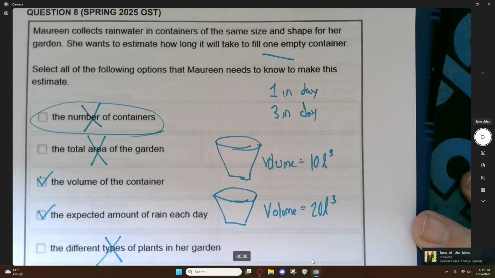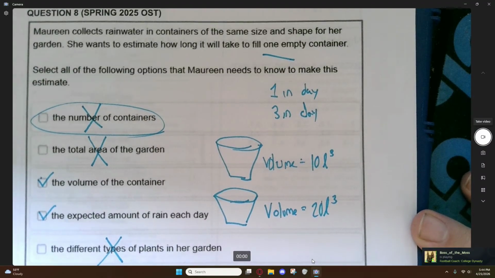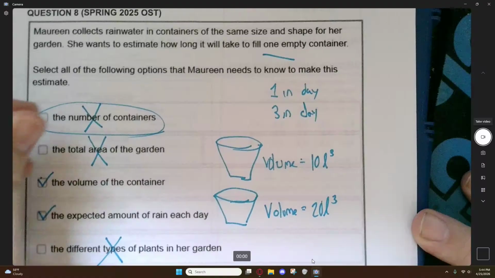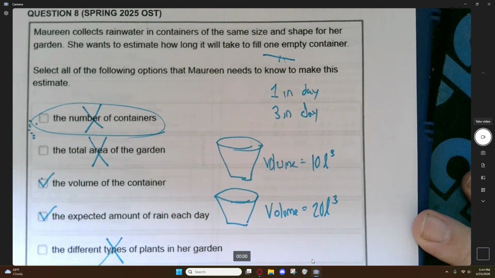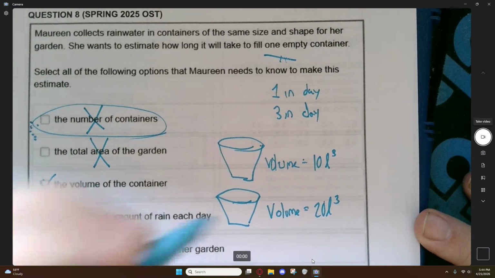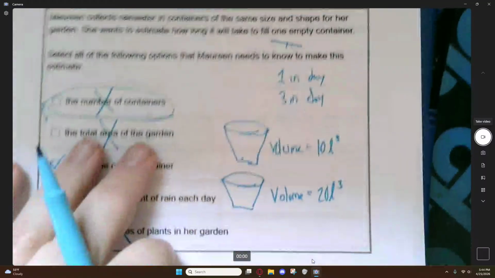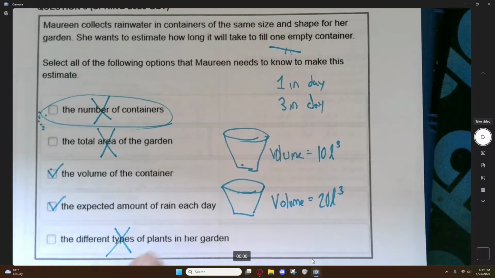If it said how long will it take to fill all the containers, then she needs to know how many containers she has. But we're only talking about filling one container. One single container. So all we care about is how big's the container and how much rain we get. I just knocked my camera to the side. That's how passionate I am about this question.